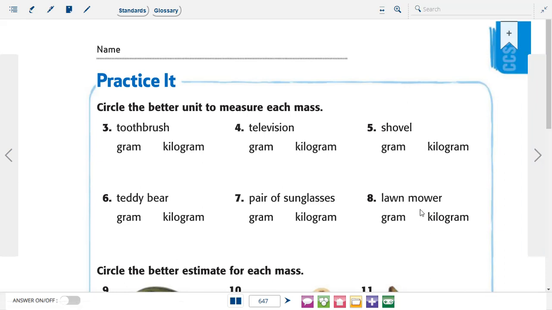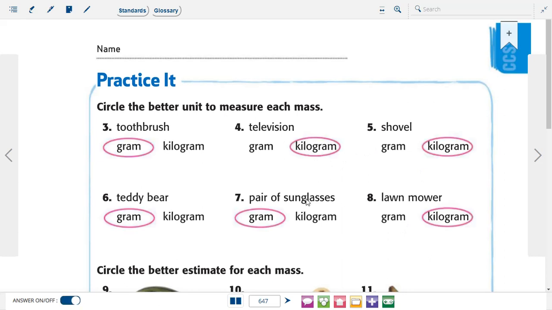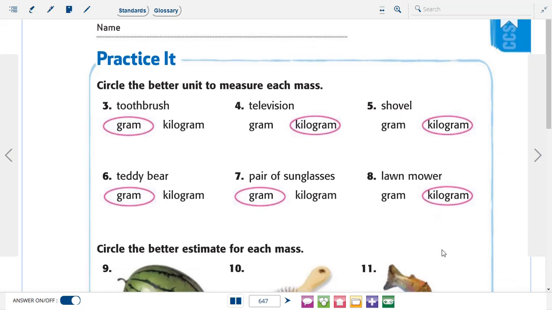647. Okay, practice it. Circle the better unit to measure each mass. The toothbrush. Do we measure the mass of a toothbrush using gram or kilogram? Gram. The television. Kilogram. The shovel. Think about it. I will show you the answers. So the shovel in kilogram, teddy bear gram, pair of sunglasses gram because they are light, lawnmower kilogram.